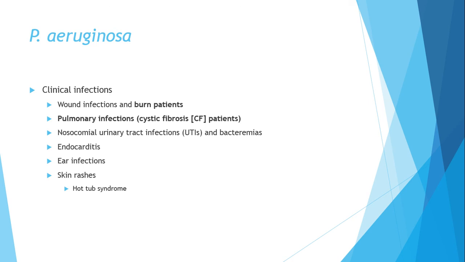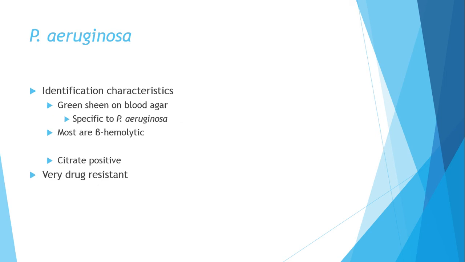Also see it in nosocomial infections, endocarditis, hot tub syndrome. You can see it in that. So identification characteristics, like we just said, the green sheen on the blood agar is specific for Pseudomonas aeruginosa. There's other kinds of Pseudomonas that can also produce a pigment, but we're not really going to talk about them. Most species are beta hemolytic. Not all of them, but some of them are.